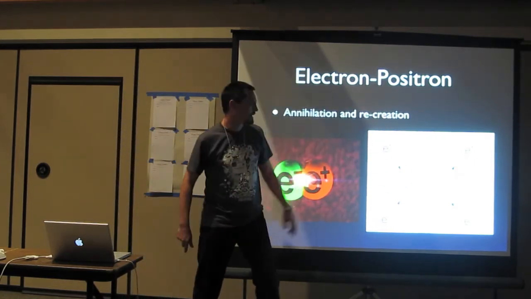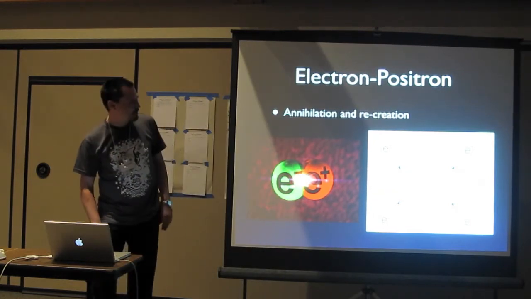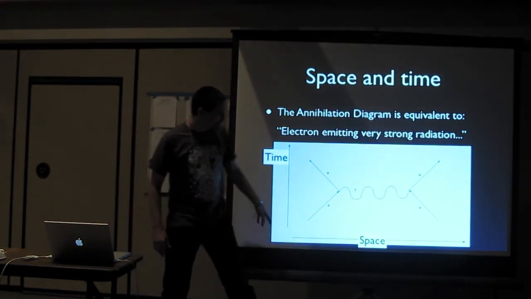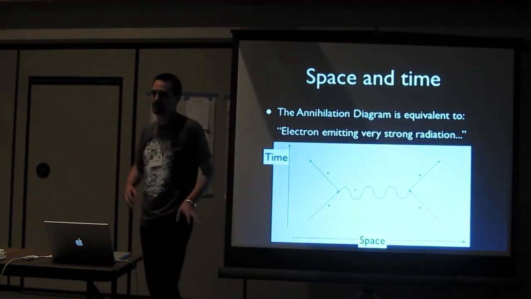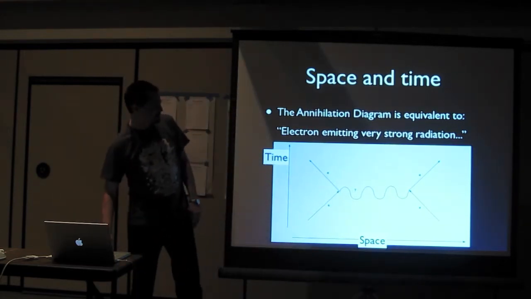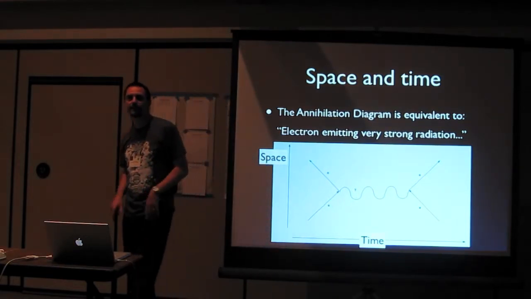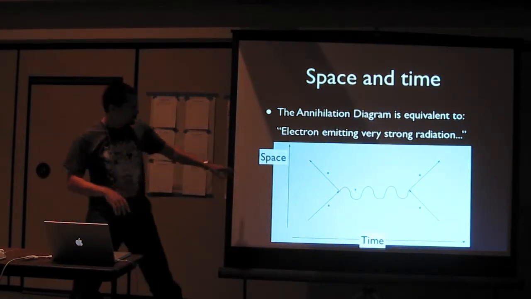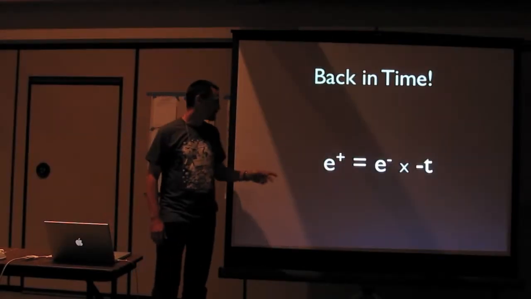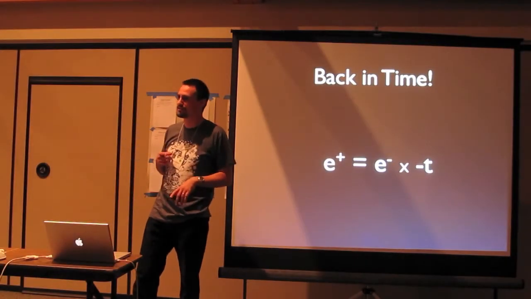Here an electron and a positron emit a gamma ray, and you can recreate an electron and a positron out of this gamma. What's funny about this Feynman diagram is that it's actually completely equivalent to an electron interacting with a photon that is very strong and pushes the electron back in time. You can completely reverse it in the physics equations, and the positron behaves exactly, in all the physics equations, like an electron that goes back in time.